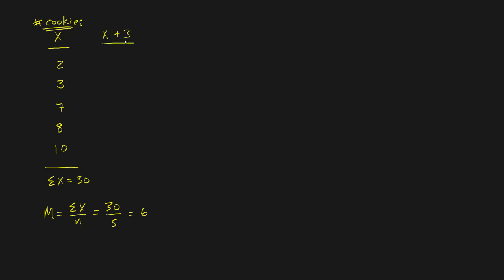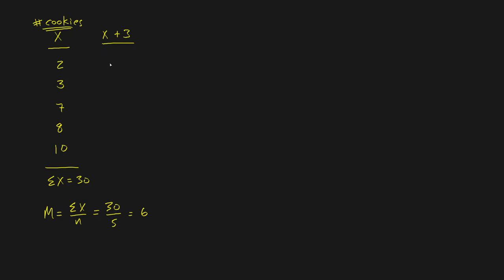a doggy bag with 3 cookies to take home. So that increases the number of cookies that each person has had by 3, no matter what they took in the first place. So all of these numbers get bumped up by the same amount. That's what a constant is. That's what they mean when they talk about adding a constant to your scores. So I'm going to add the same number to all of these scores, this constant number 3.